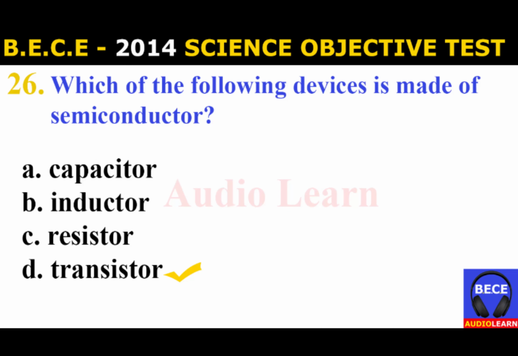Number 26. Which of the following devices is made of semiconductor? A. Capacitor, B. Inductor, C. Resistor, D. Transistor. And the answer is D. Transistor. Which of the following devices is made of a semiconductor? And the answer is a transistor.